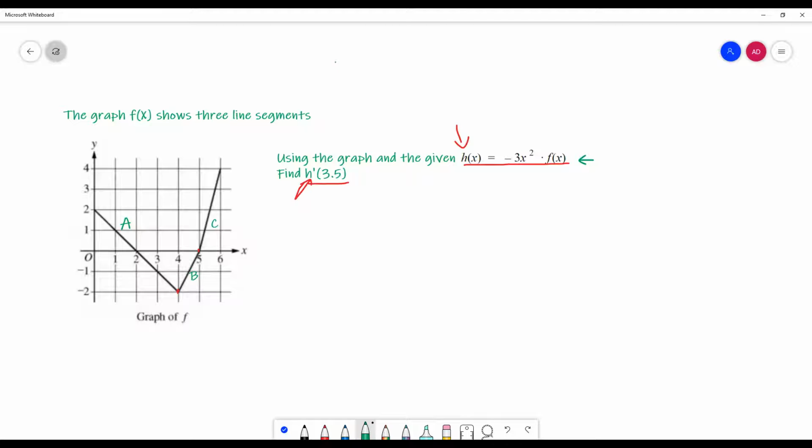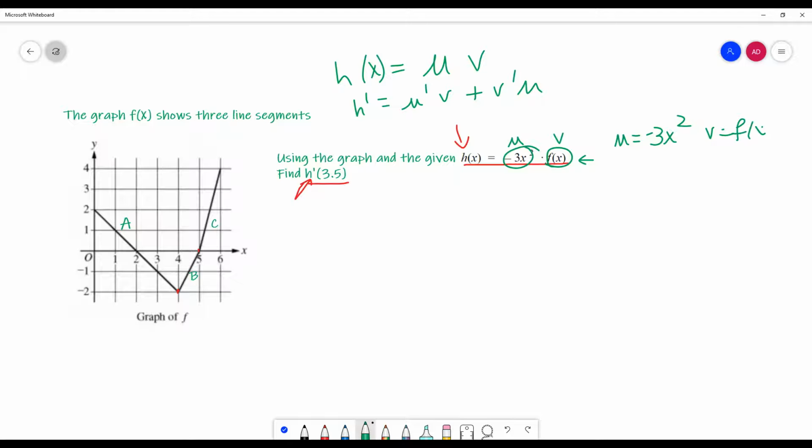Now, how do I find the derivative of that expression? Remember, this function h of x is actually a product rule. It's two things multiplied together. I have my u and I have a v, and I know the derivative is always u prime v plus v prime u. That's the derivative of a product. So let's do our little labeling like I taught you in class. My u is negative 3x squared, my v is f of x. My u prime is negative 6x. My v prime is f prime of x. Now we'll plug it and chug it.